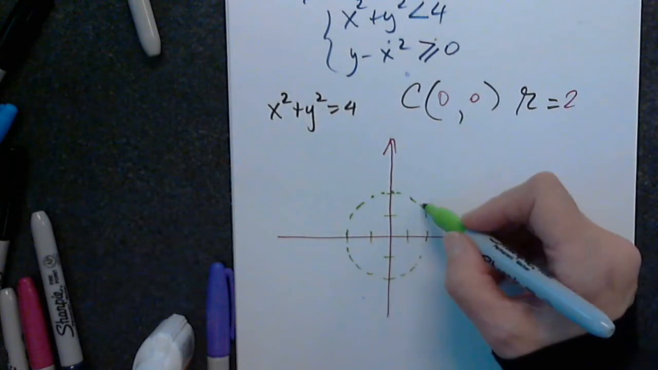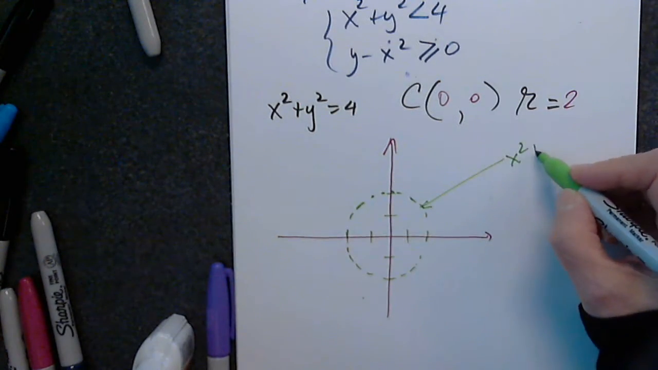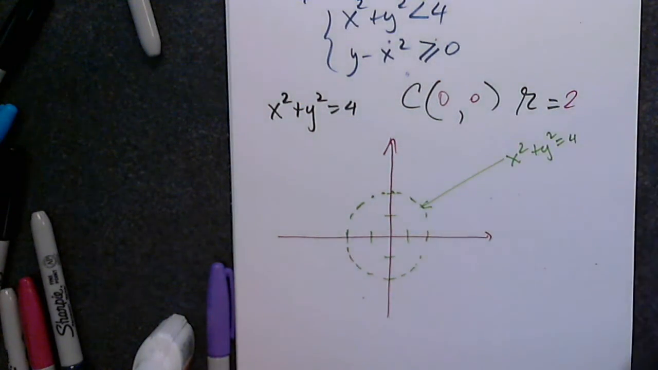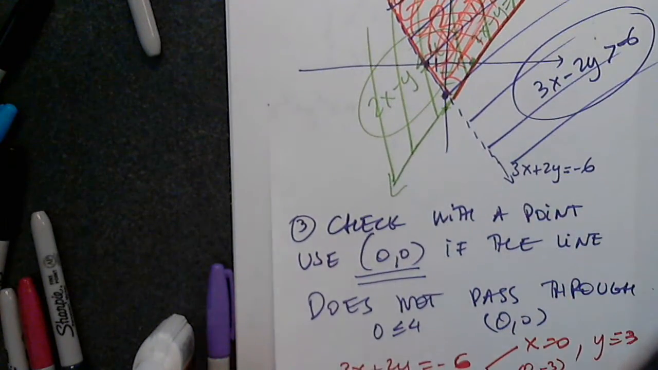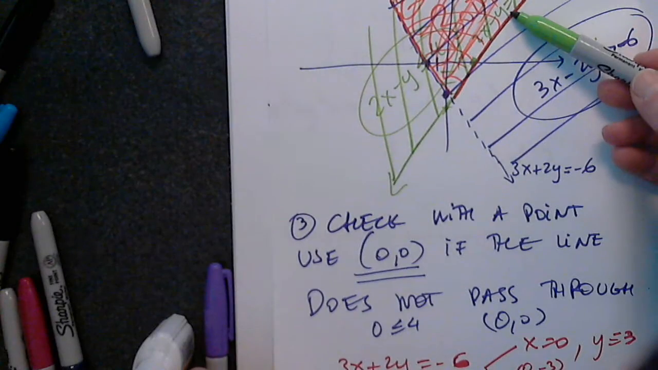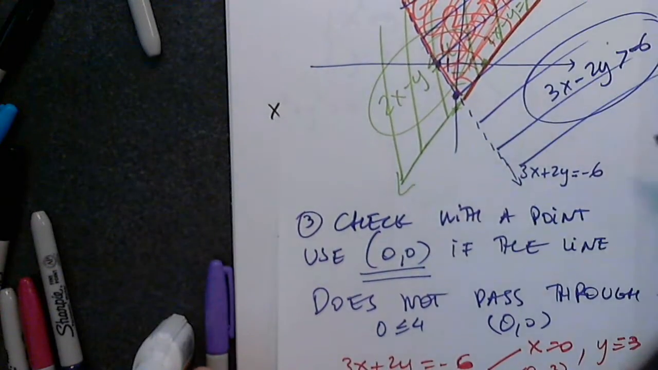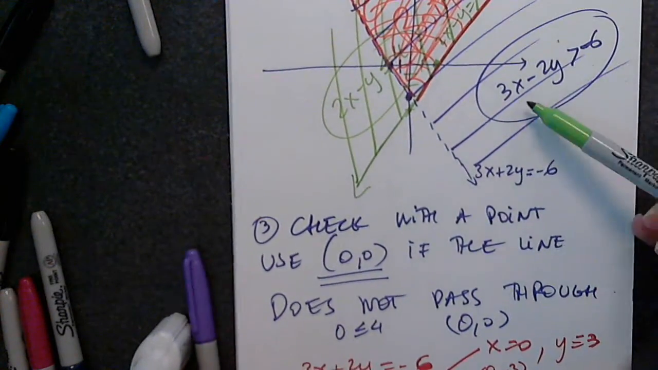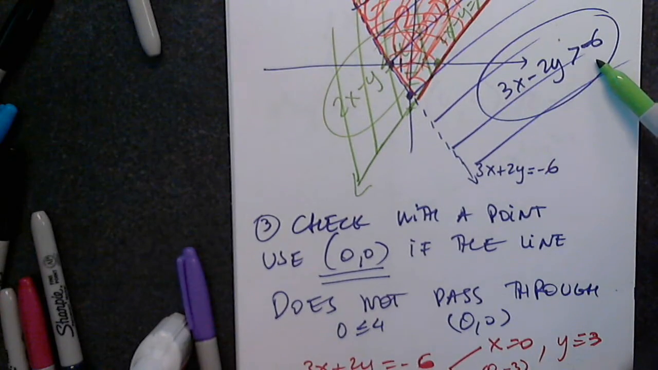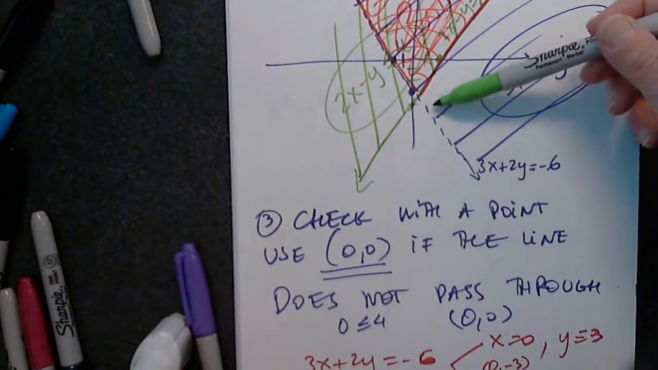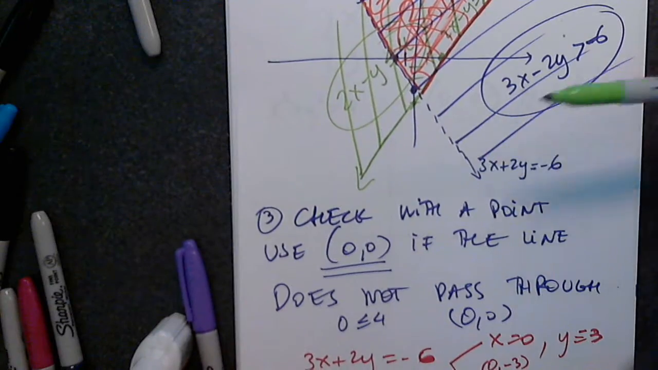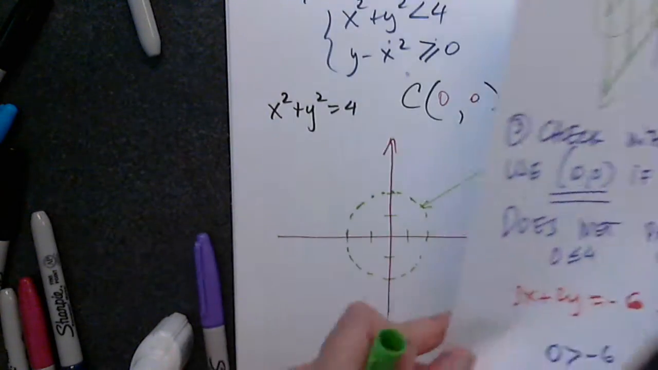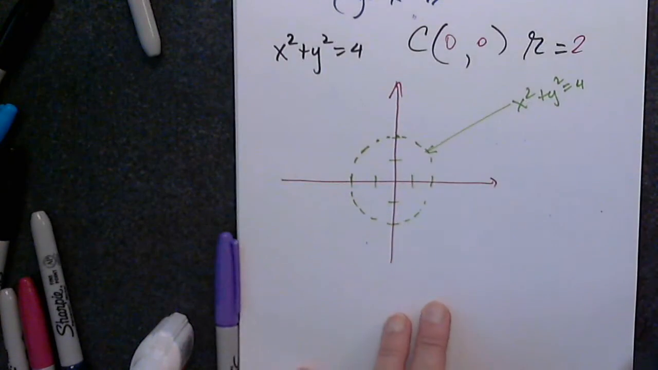So this circle has the equation x squared plus y squared equals 4. I want to point out something very important. On the line, you write the equation. When you solve the system or the inequality, you write the inequality. So please do not write this on the line. Please pay attention to that.